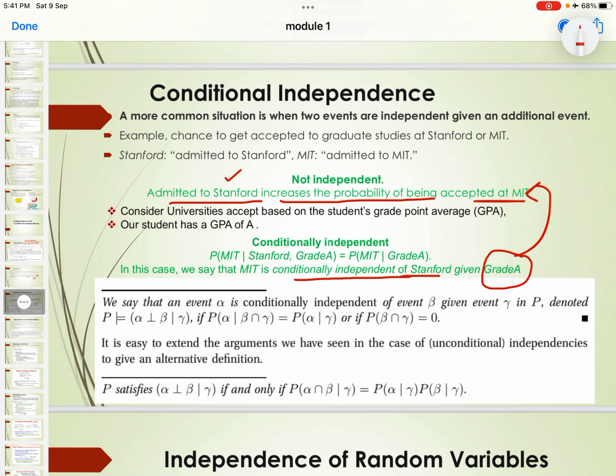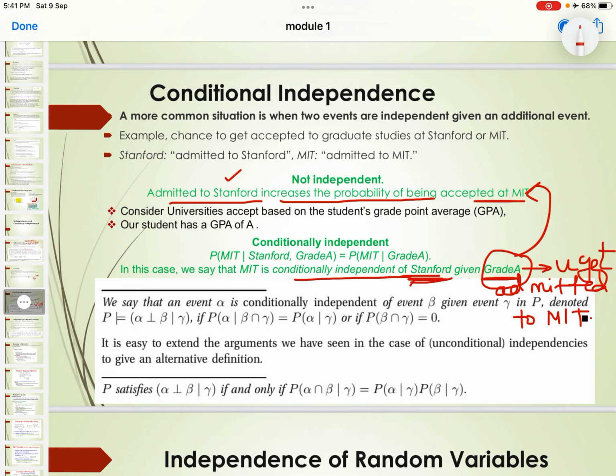Now what does conditional independence mean? Adding an event to make the two events independent. So to make Stanford independent of MIT, I am adding an additional event. This additional event is grade A. If you get a grade A, then whether or not you are admitted to Stanford, irrespective of getting admitted to Stanford, you will get admitted to MIT. So irrespective of getting admitted to Stanford, you will get admitted to MIT if you get grade A.